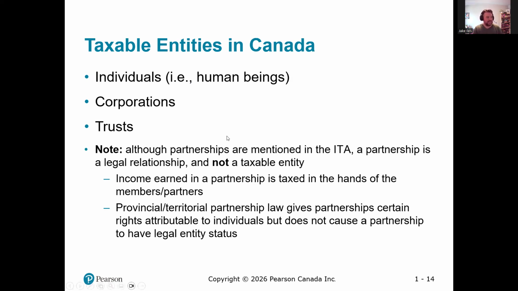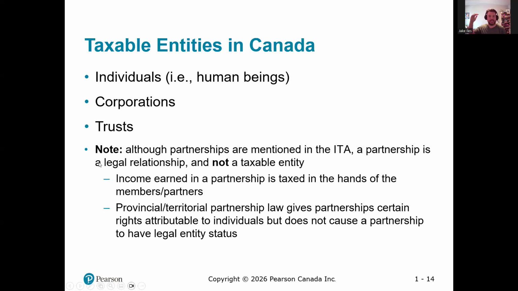There are other business types. So we have sole proprietorships, we have partnerships, we have joint ventures. Maybe not joint ventures, because that I think is more of a type of corporation. But the point is these are business relationships, and they sort of flow through to these three entities. So a partnership, although mentioned in the Tax Act, is a legal business relationship, not a taxable entity.